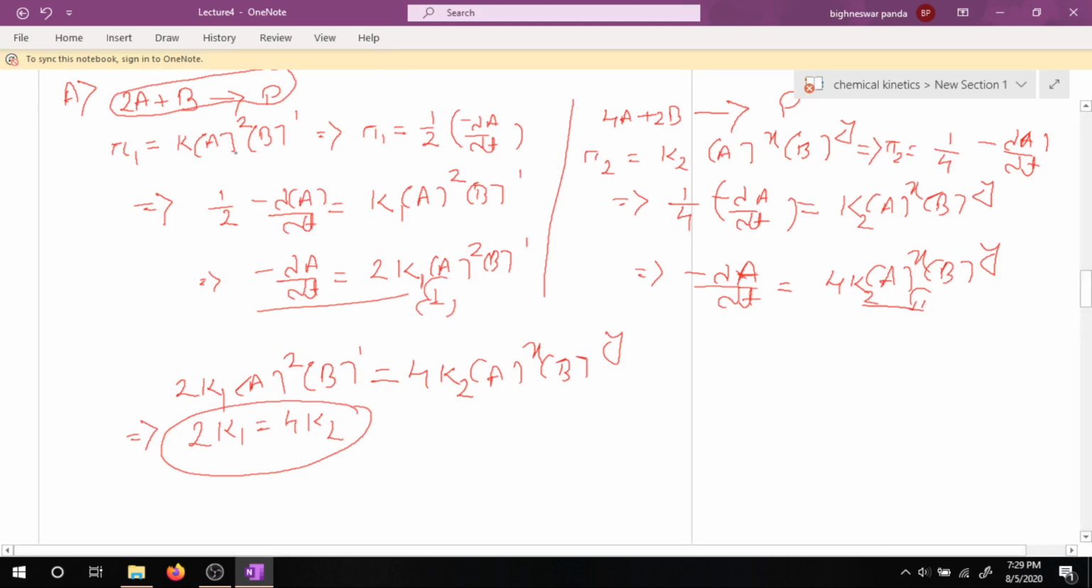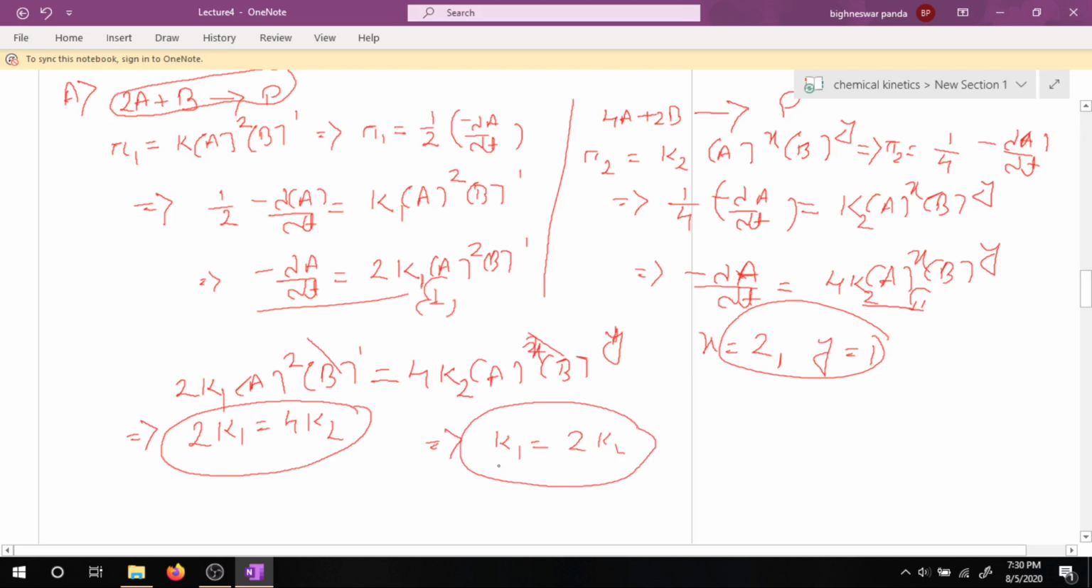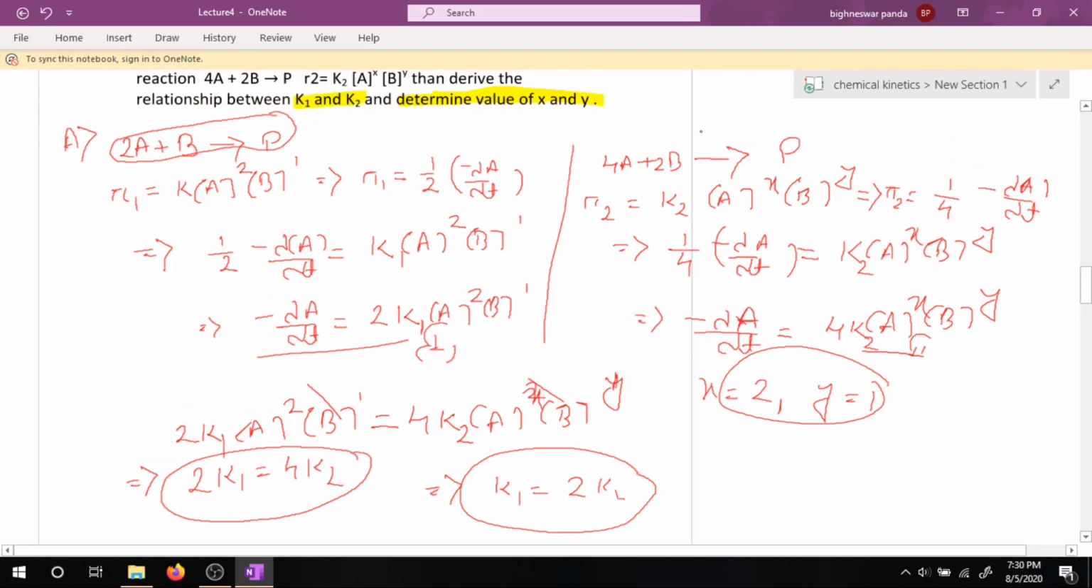Here for this reaction, order is 2 with respect to A and 1 with respect to B. So similarly, for the values x and y, x is equal to 2 and y is equal to 1. Putting x equal to 2 and y equal to 1 and cancelling, I get 2k1 is equal to 4k2. So k1 is equal to 2k2. This is the relation between the two rate constants: k1 is the rate constant for the first reaction and k2 is the rate constant for the second reaction after changing stoichiometry.